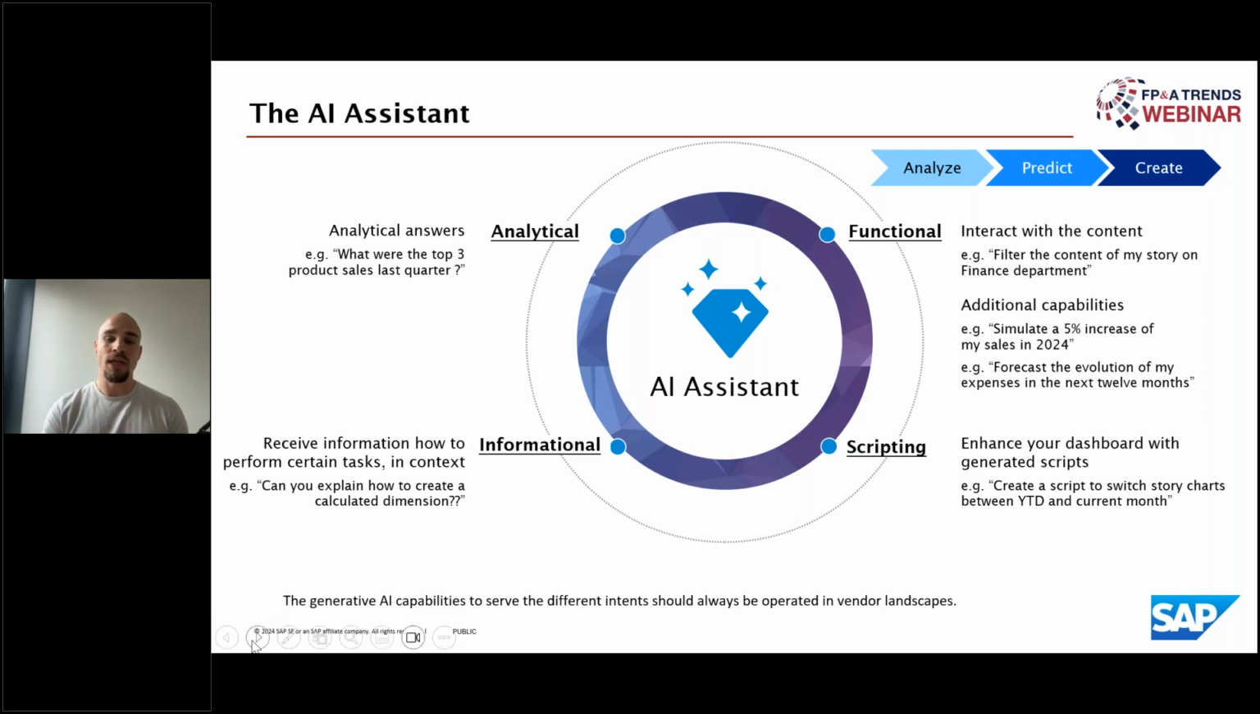Scripting, right? All the platforms are open with APIs now. And if you want to do something using those APIs, typically you need a script. With the AI assistant, you can guide yourself towards that. And finally, informational. How do I do something, right? Helping you understand the platform itself.